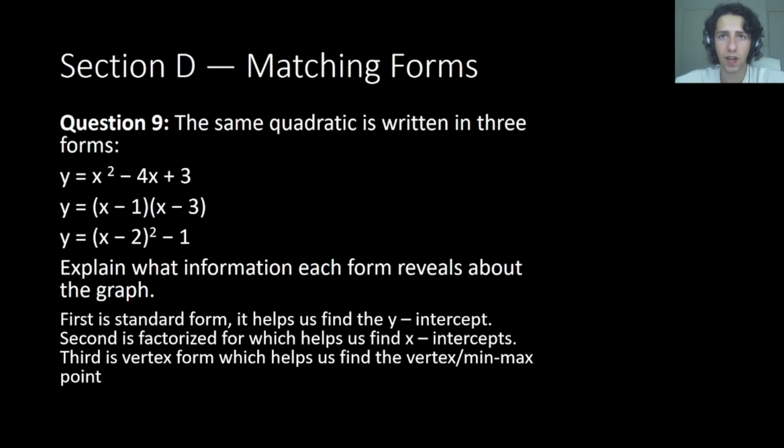The second is the factorized form, which helps us get the x-intercepts. Remember, null factor law. And the last one is the vertex form, which will help us find the min or max point, which is also known as the vertex. Let's move on.